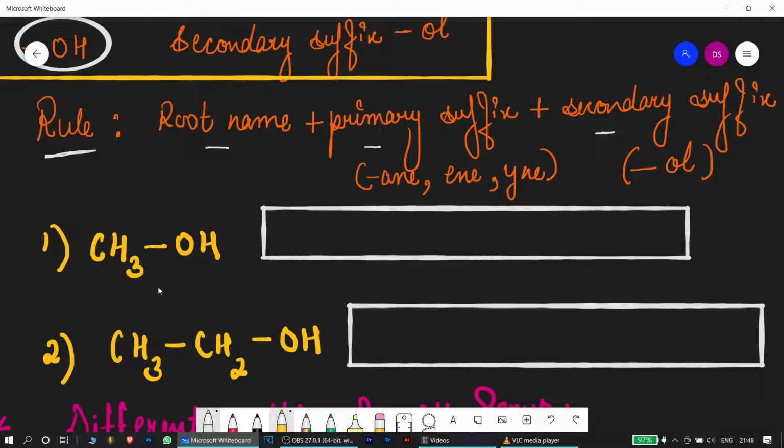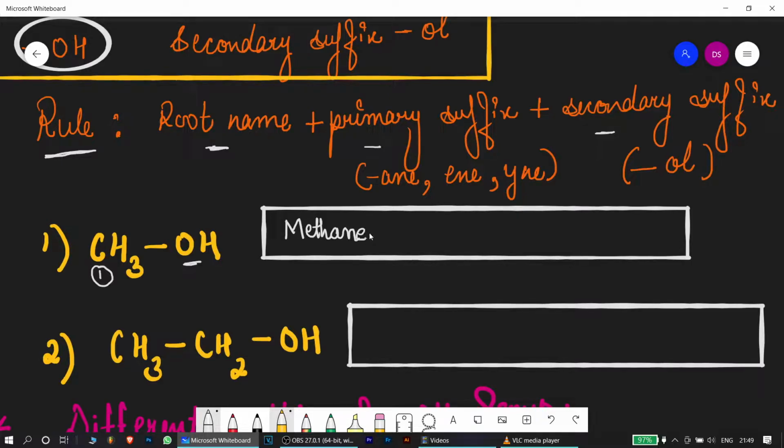Here, as you can see, we have one carbon, and we have an OH group, right? So when we have one carbon, we write meth, right? This is our root name. Now, the primary suffix is ane because it is an alkane. So methane, right? And then you write OL.